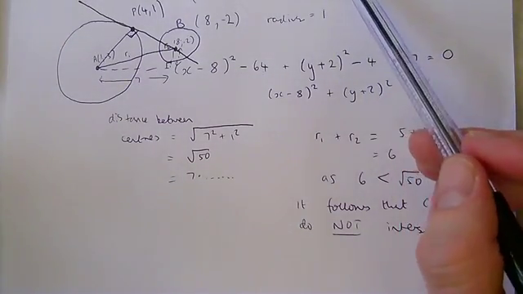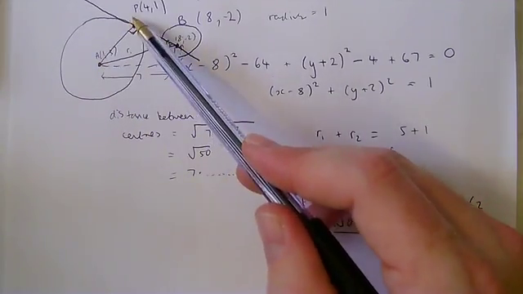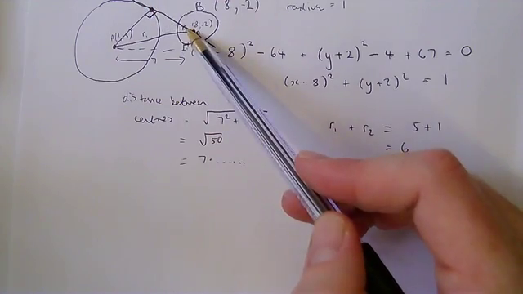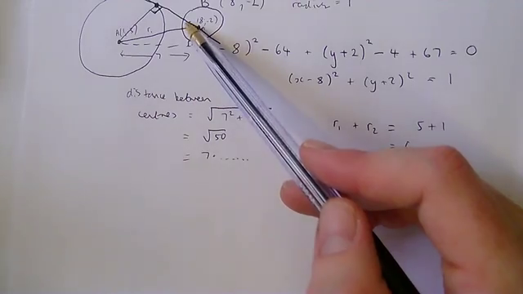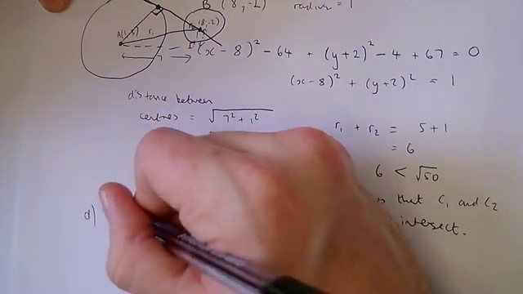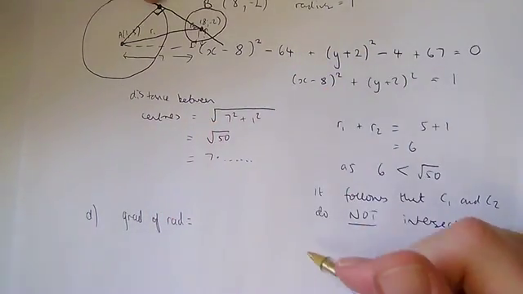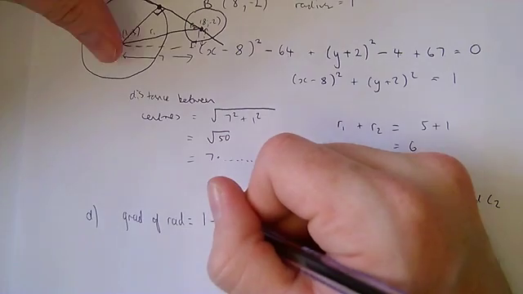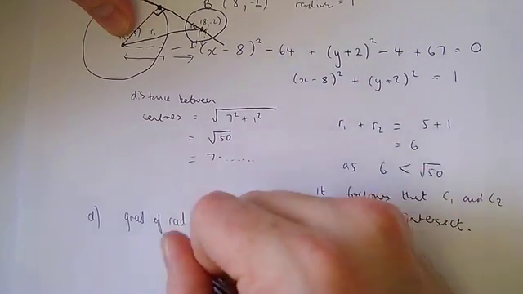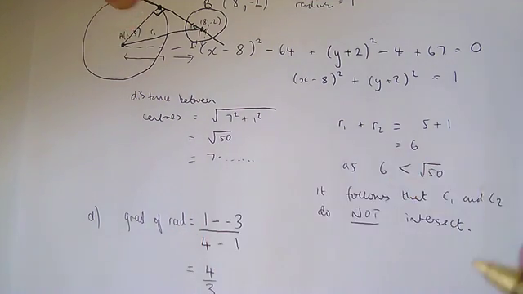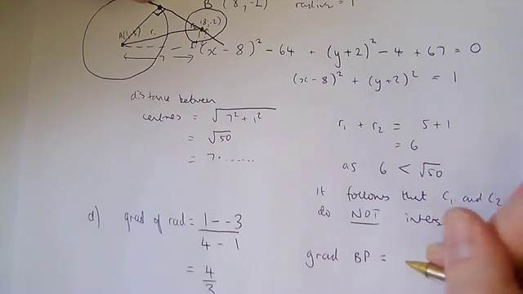So to show that that is a tangent, what I'm going to do is work out the gradient from P to A, which is the gradient of the radius. I'm then going to work out the gradient from P to B, and that will be the gradient of the tangent, and then I'm assuming those two values will times together to be minus 1. Okay, so part D, I say gradient of radius would be the difference in y values, so 1 minus minus 3 over 4 minus 1, which is 4 over 3. I'm then going to say gradient, and I'm going to say BP for now because I don't know for certain that it is the tangent.